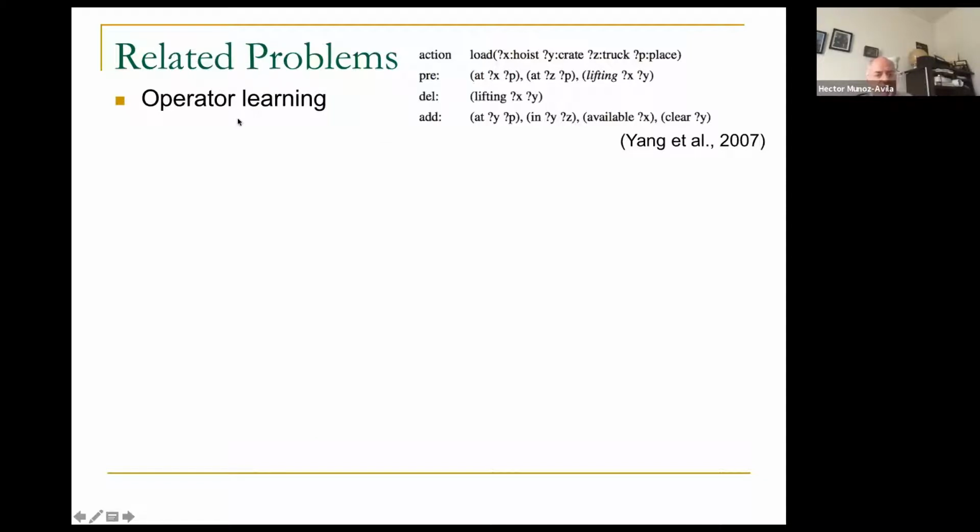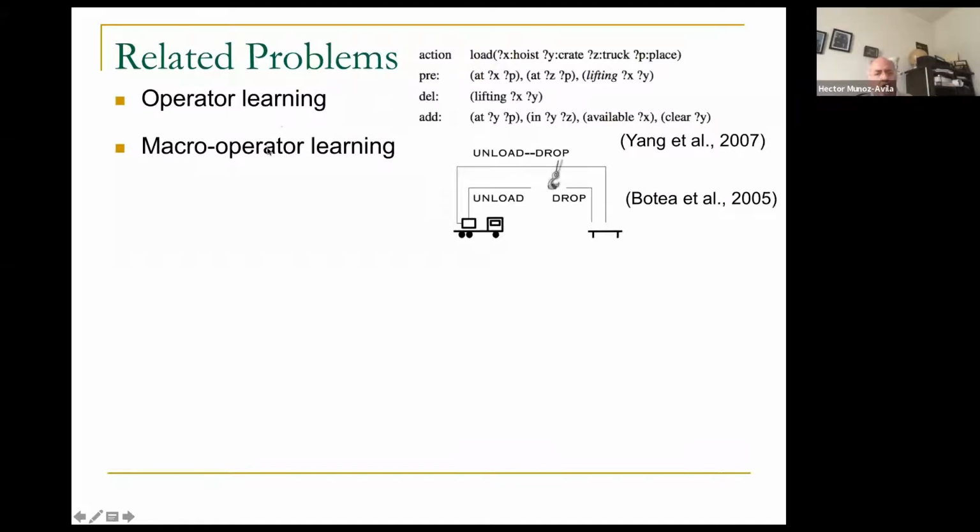So the big difference is that in HTN learning, we may be trying to learn the operators, but we also are trying to learn the methods, or we are not learning the operators, we assume those are given, and we are trying to learn the methods. So that's one difference.